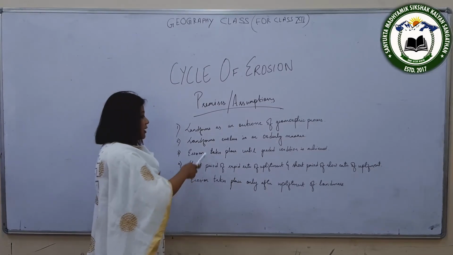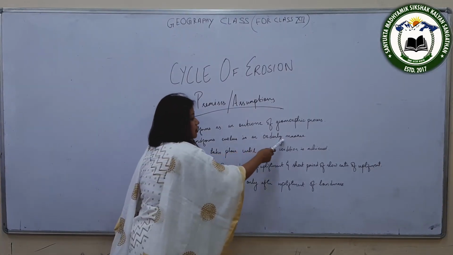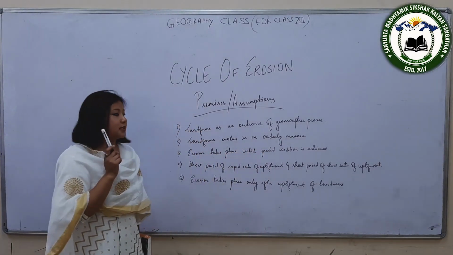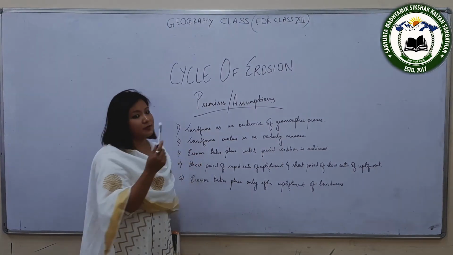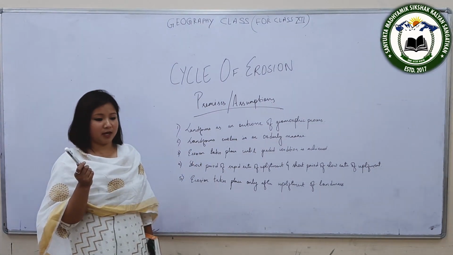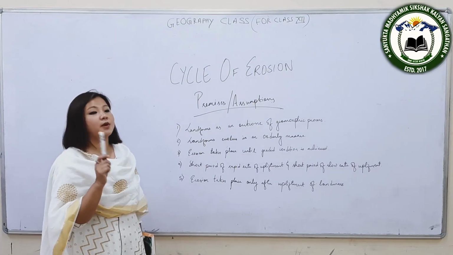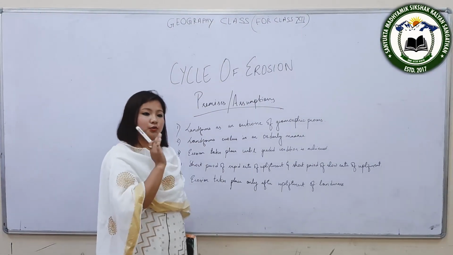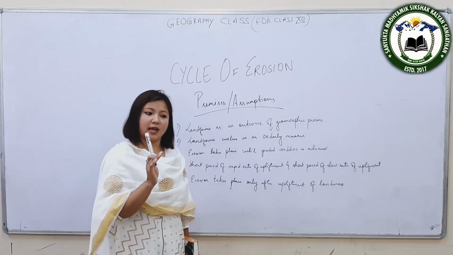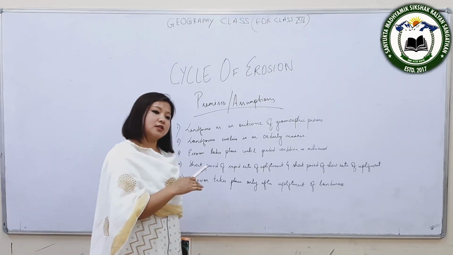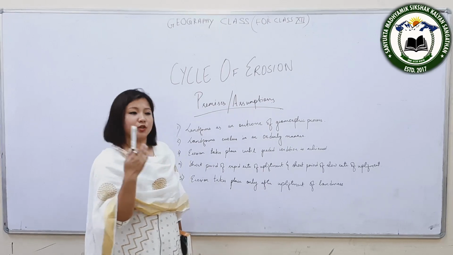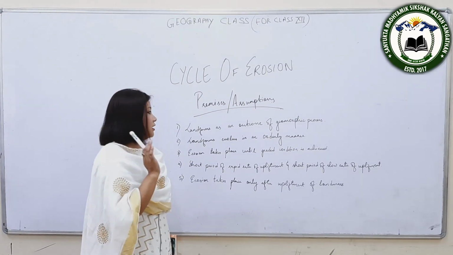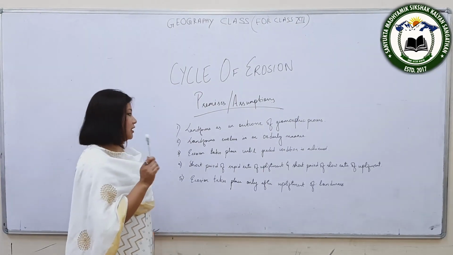Second, landforms evolve in an orderly manner. He stated that landforms always evolve in a sequential or orderly manner. Landforms never develop haphazardly. That is, landforms have to pass through youth, through maturity and through old age. It does not develop haphazardly, that is from maturity to youth. No, it always develops in an orderly manner.